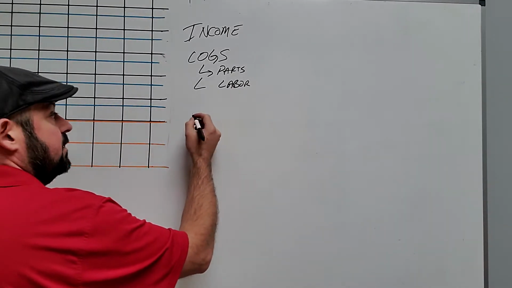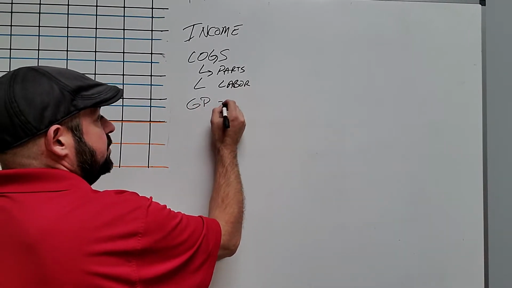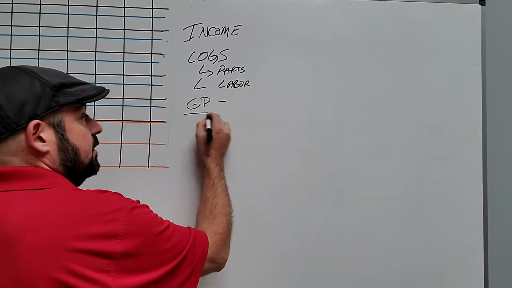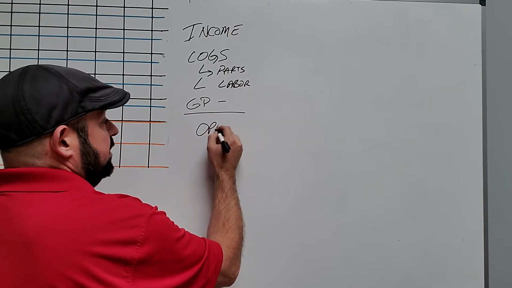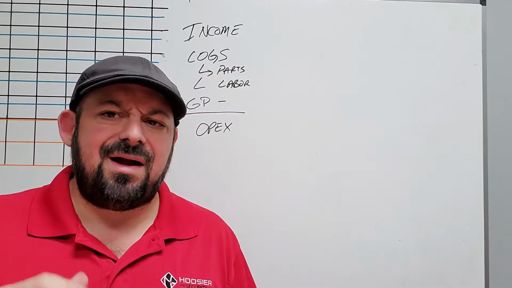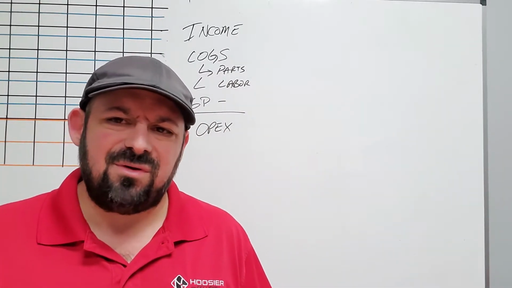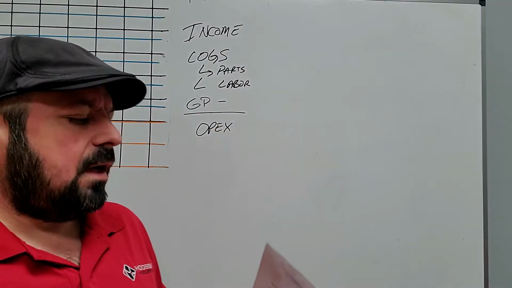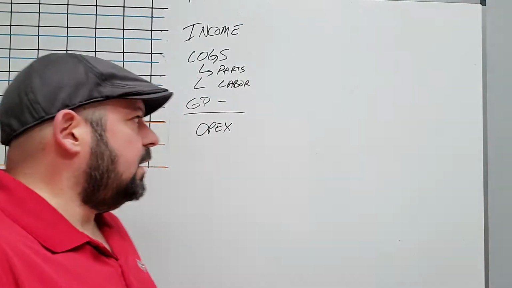Beyond that, this gives you your GP, or your gross profit. Then you've got OPEX, your operating expenses. And in here, they break it down a little weird. They give you two different kinds of OPEX, and the numbers are a little off, but you'll see that once I upload it.